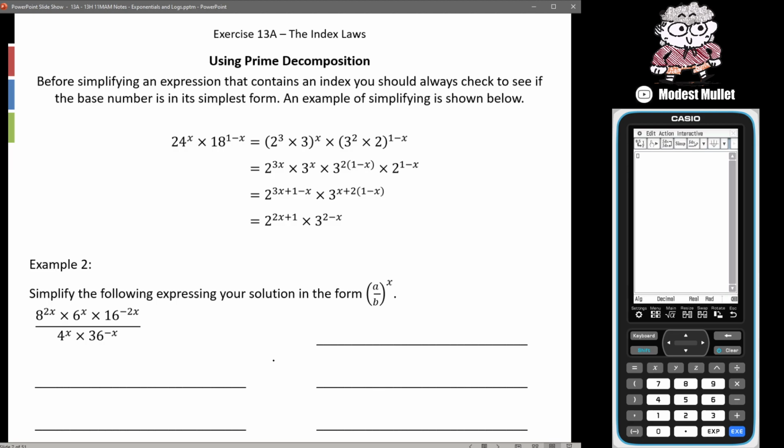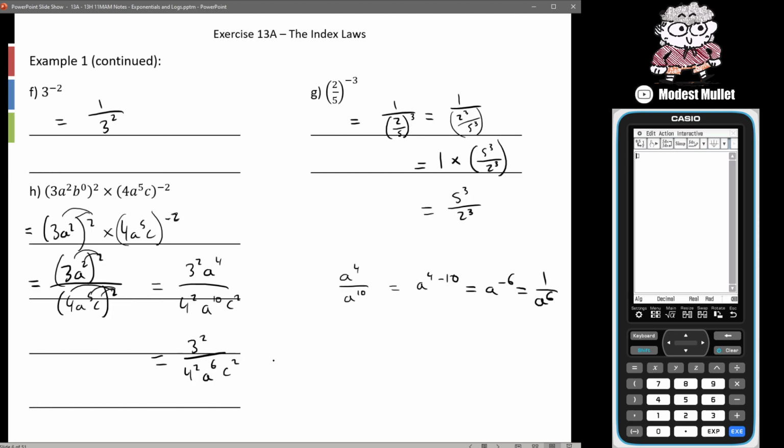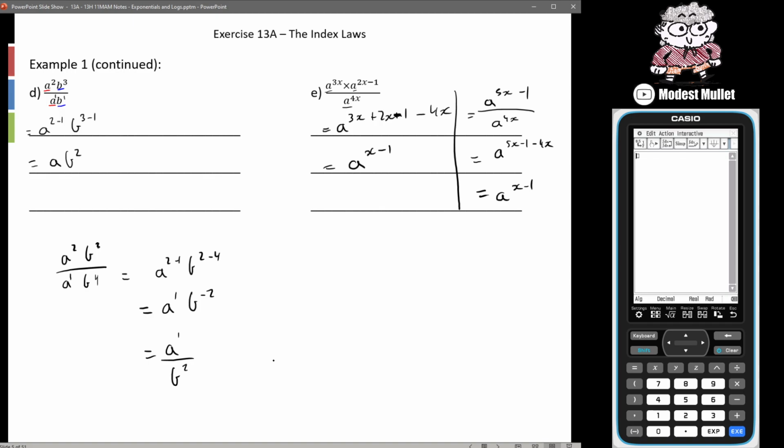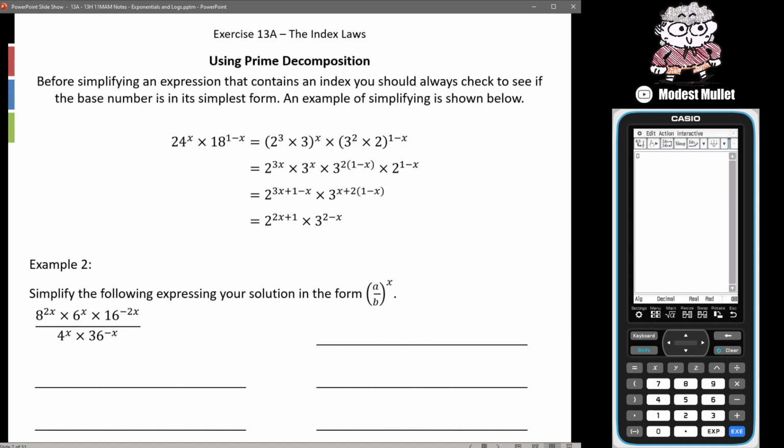Right, prime decomposition. All of these problems were nice and easy where everything had the same base. Sometimes it's not going to be so nice, and we can only do this when it's numbers as the base. When we have numbers as the base, we need to do what's called prime decomposition, where we convert any number as the base into a product of primes. So 24 is the same as 2 times 2 times 2 times 3, which can be written as 2 cubed times 3. Which is what's put in there. It is a product of all prime numbers.